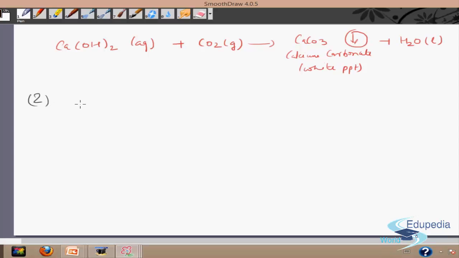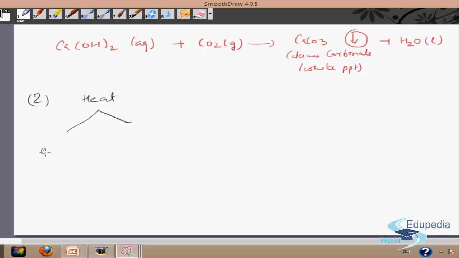Point 2 states that we can also indicate the heat changes in the equation. We know that we have two kinds of reactions. That is, we have two types of reaction on the basis of heat change.